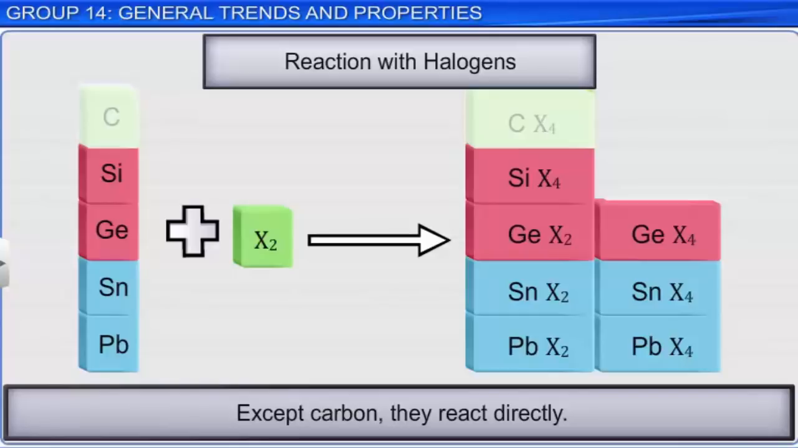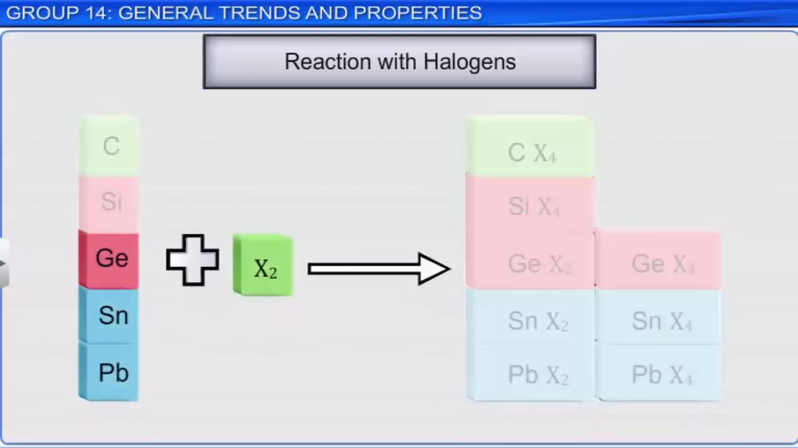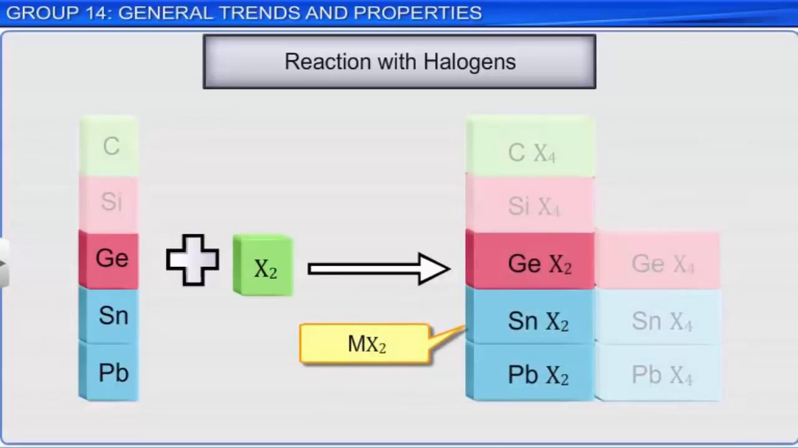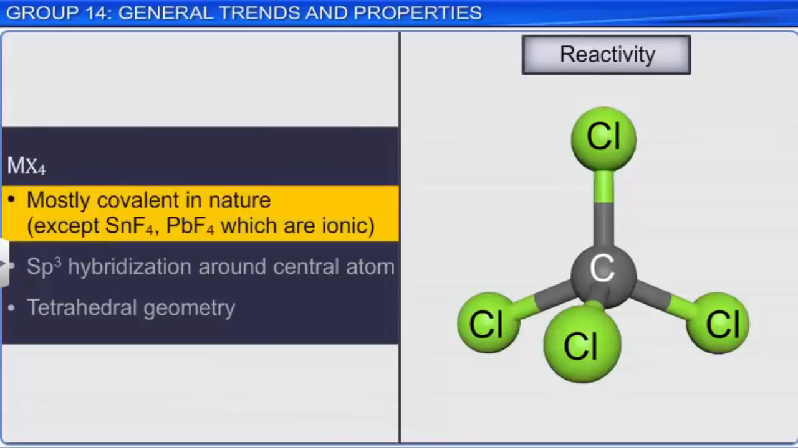For example, the reaction of silicon with chlorine produces silicon tetrachloride. Germanium, tin, and lead are able to form halides with the general formula MX2. The stability of these halides increases down the column. Most of the halides with the general formula MX4 are essentially covalent in character. The exceptions are the tetrafluorides of tin and lead, which are ionic.